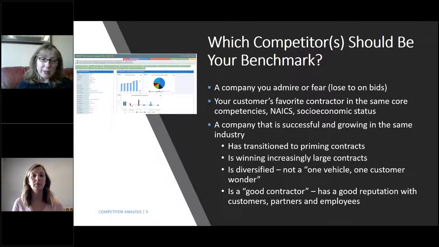So you look at different ones, and the criteria I would use would be: has transitioned to priming contracts, right? So they're not just subbing to somebody else. Is winning increasingly large contracts, or you have a hunch that they are. So you haven't studied the data yet, but you've heard, or you're watching this company, and they're doing really well. They're going gangbusters and they keep winning. Also, is diversified. Not a one vehicle, one customer wonder, right?